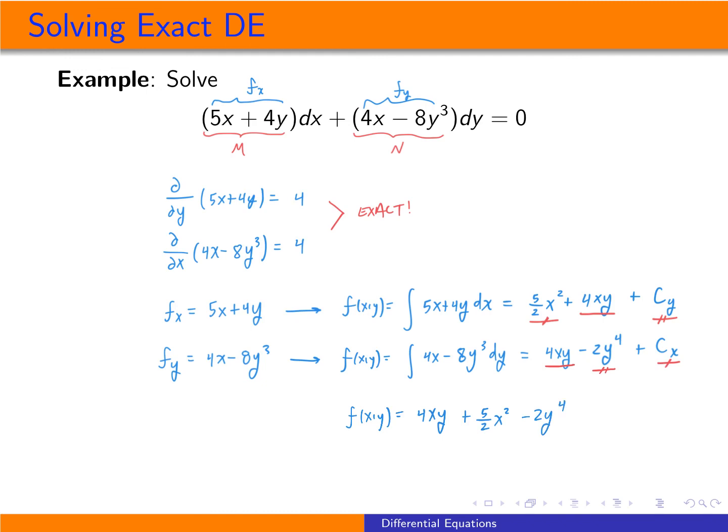And remember, this is not your solution. But setting this equal to a constant, that is the solution to the differential equation.